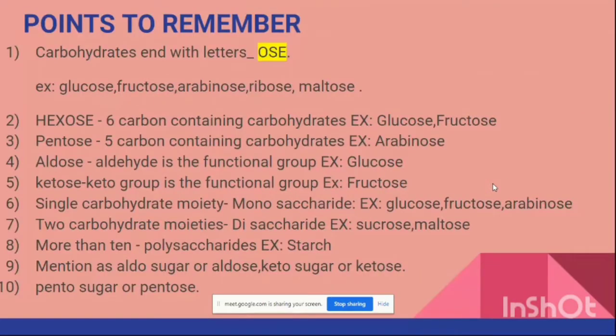So these are all the basic points to remember, which we have already discussed in the previous video. So I just suggest all of you go back to the previous video and check these points to remember, since I'll be getting back to the practical aspect of it in the next slide.